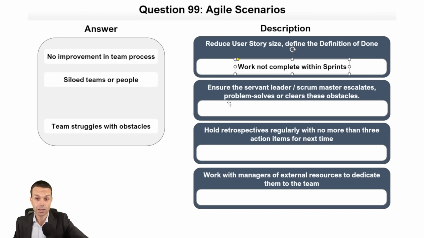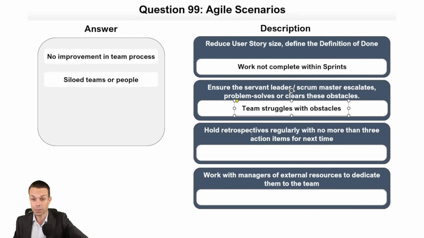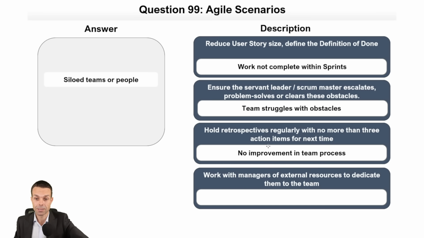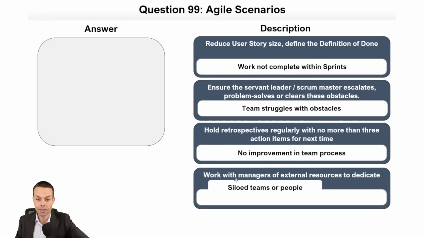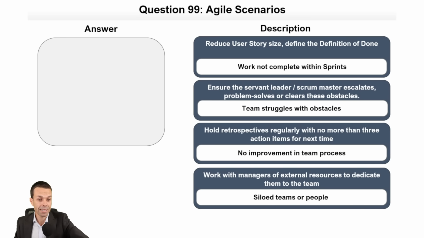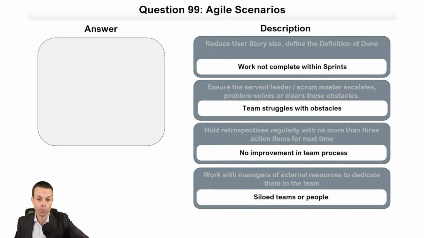if the team is struggling with obstacles. Hold retrospectives regularly with no more than 3 action items for next time if there's no improvement in the team process. Very handy to do. And work with managers of external resources to dedicate them into our team so that we can use the whole team approach. That's if we have siloed teams or people who aren't involved directly close with our project. Page 59, Agile Pain Points and Troubleshooting in the Agile Practice Guide. And that is very good. Really good one to go through, that one.